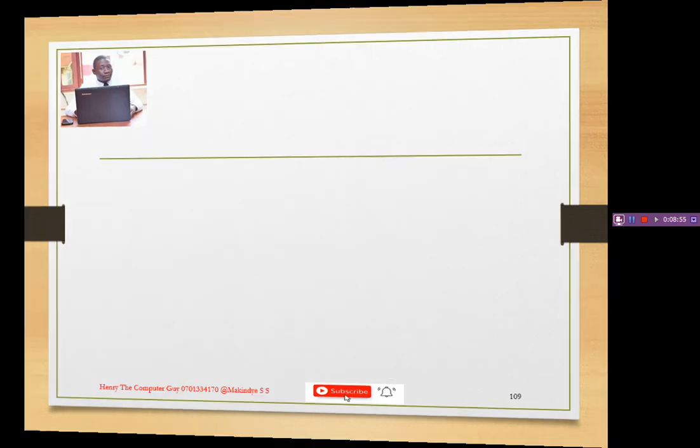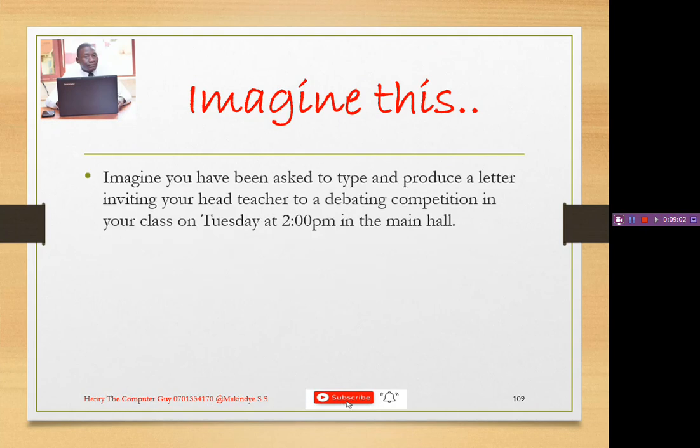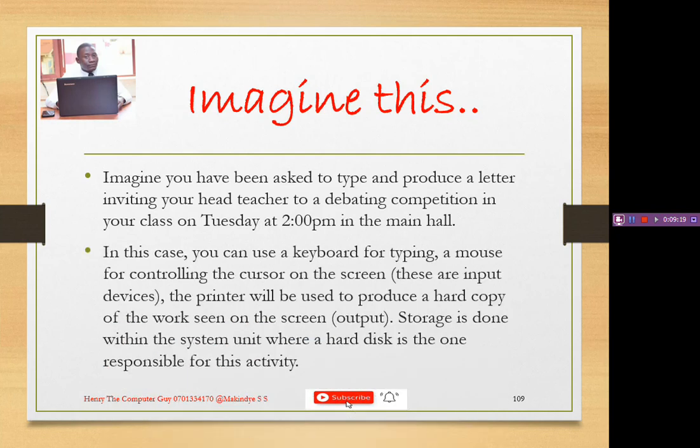We continue. And they're telling us to imagine a scenario. Imagine you have been asked to type and produce a letter inviting your head teacher to a debate competition in your school on Tuesday at 2 p.m. in the main hall. In this case, you can use a keyboard for typing, so it helps us to enter the characters into the computer, and a mouse for controlling the cursor. Where do you want the cursor to be? You use the mouse and move it towards where you want it to be on the screen.